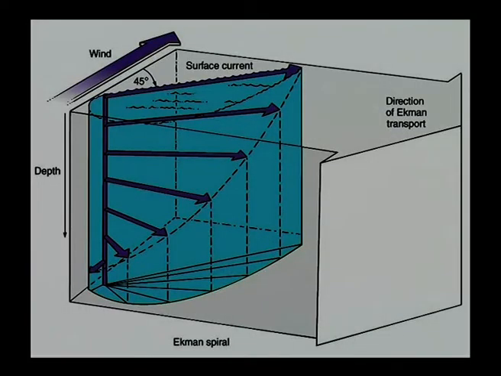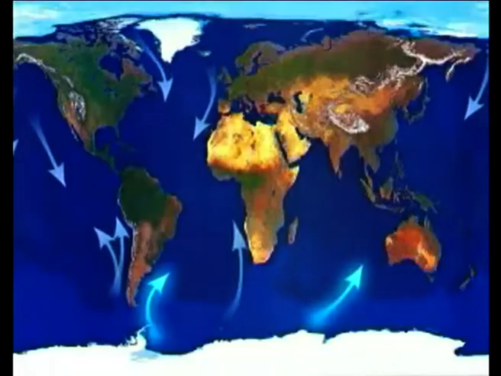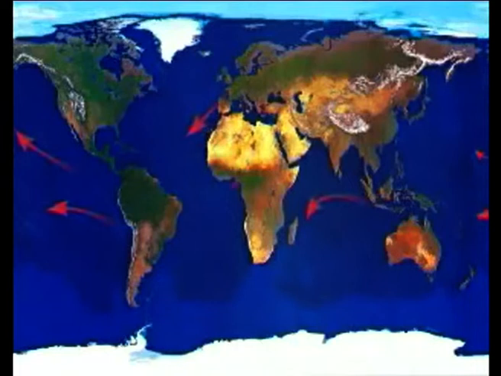The entire spiral of water is known as the Ekman spiral. The net water transported during this process is known as Ekman transport. Then gyres. These are the surface currents flowing in a closed circulatory system.